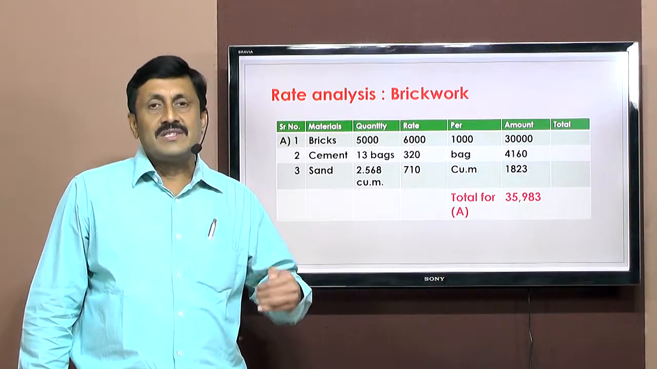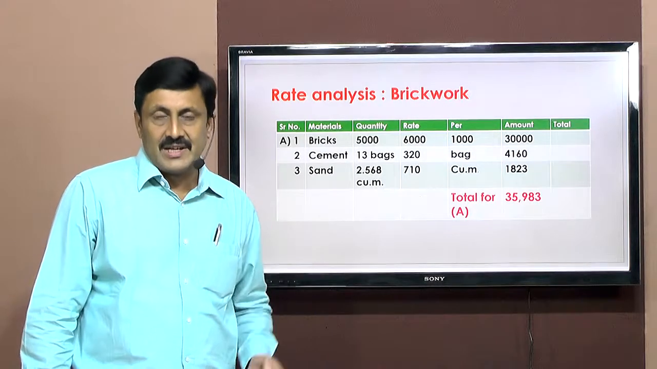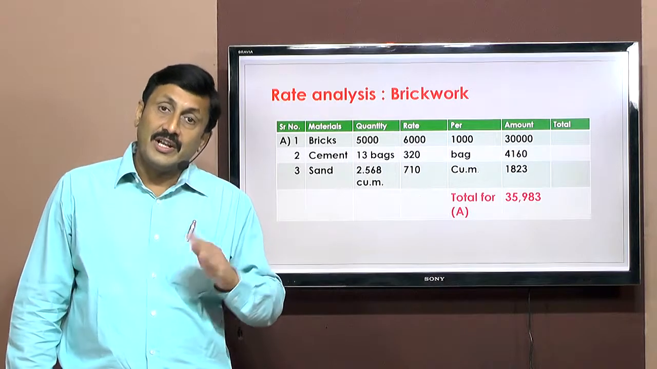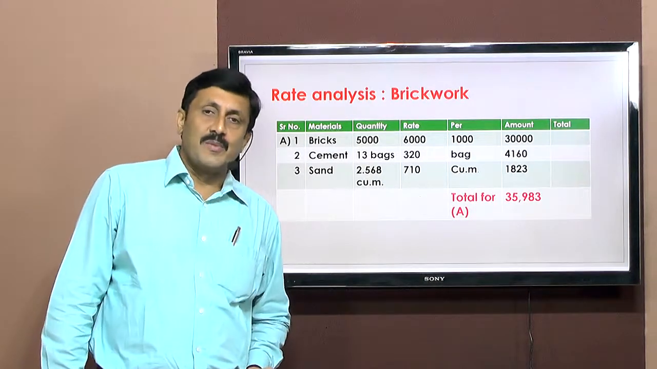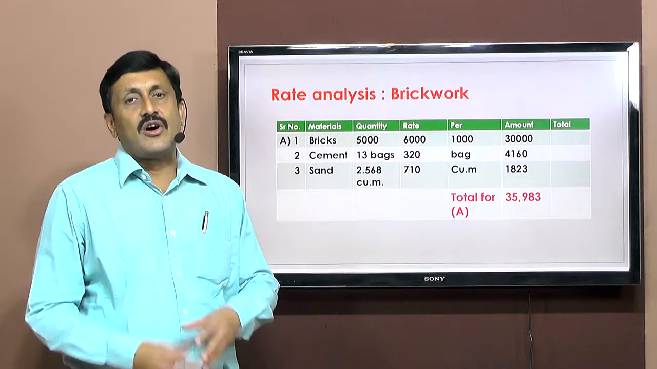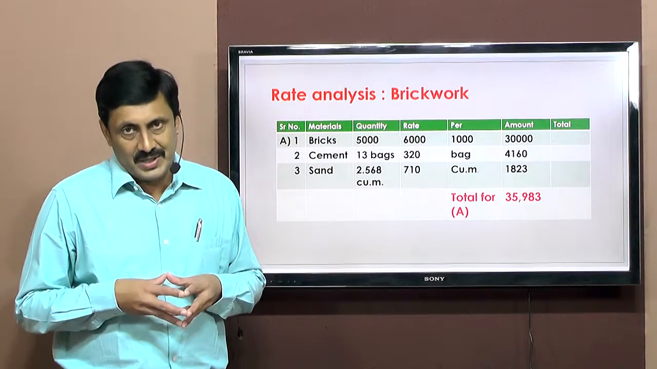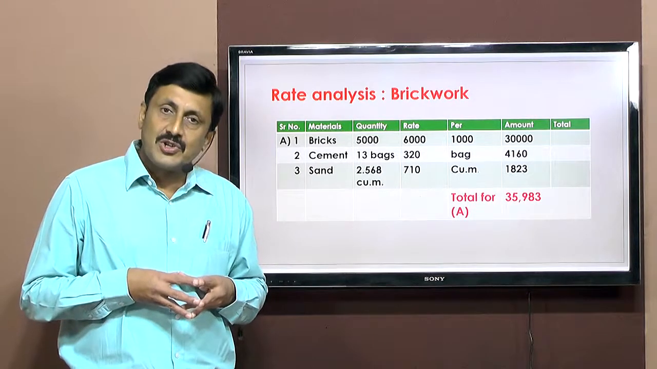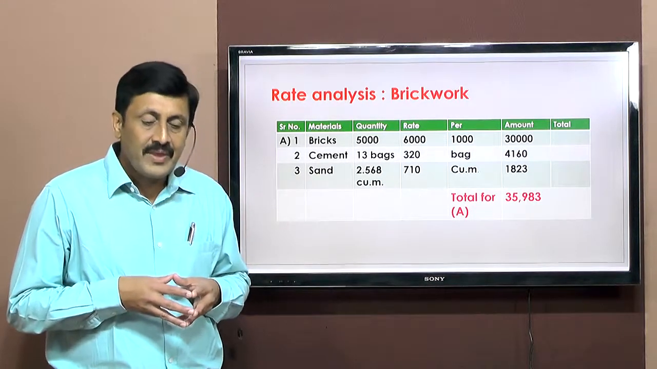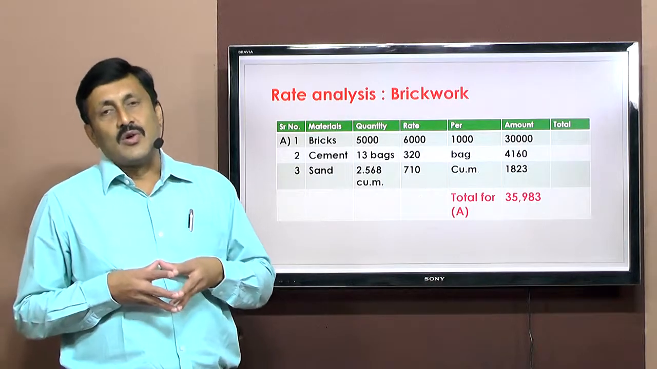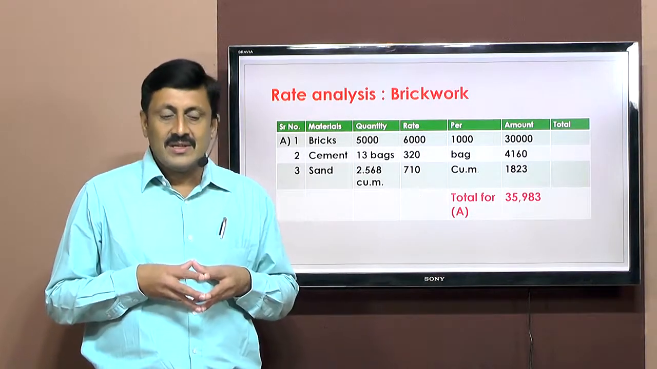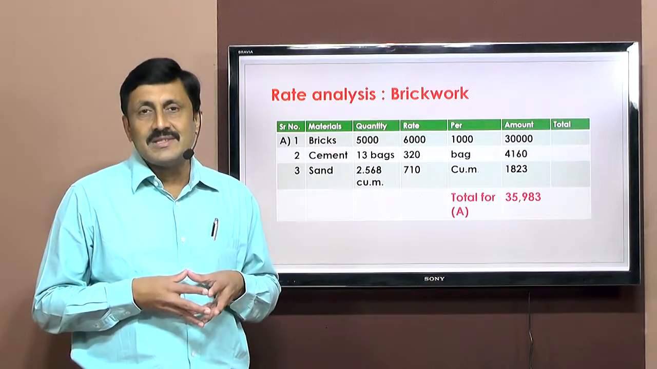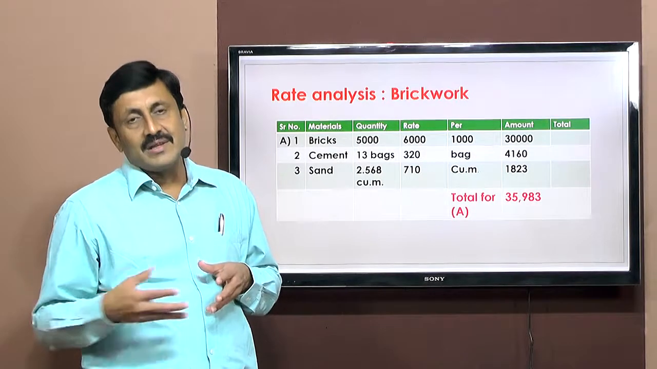First, we'll consider the cost of materials, that is A part. Already we have calculated quantities of materials which are required for 10 cubic meter brickwork. So let us focus on A, that is cost of materials. The first important material which is required for the construction of brick masonry is bricks. We have already calculated quantity of bricks as 5,000. Current market rate of bricks is 6,000 rupees per thousand.